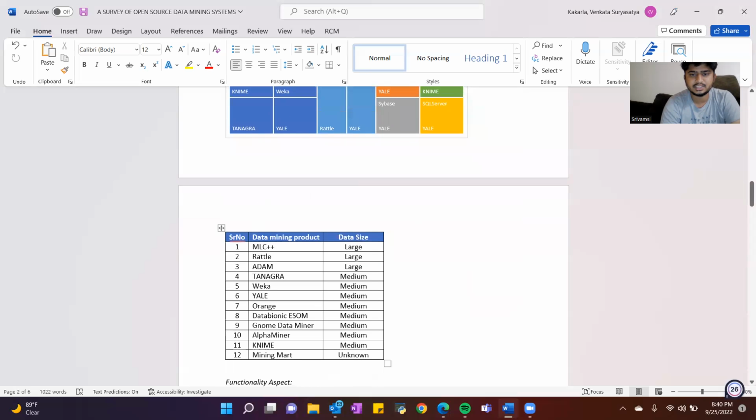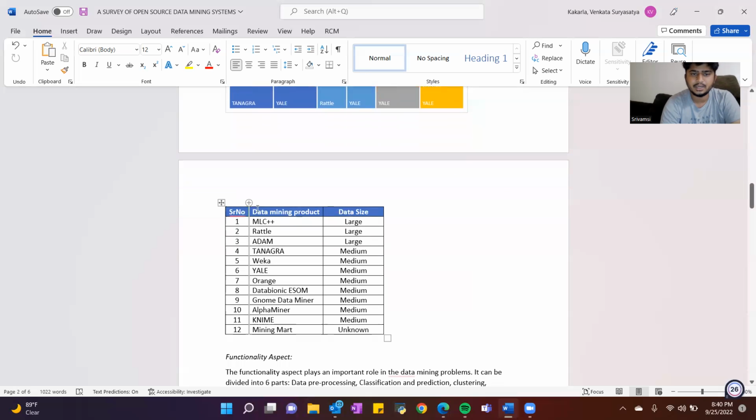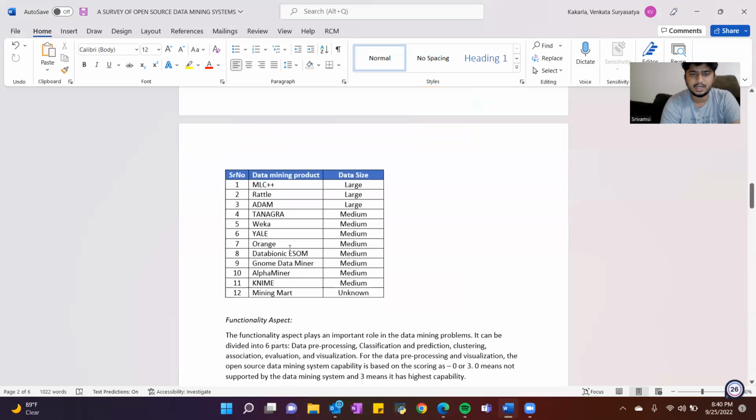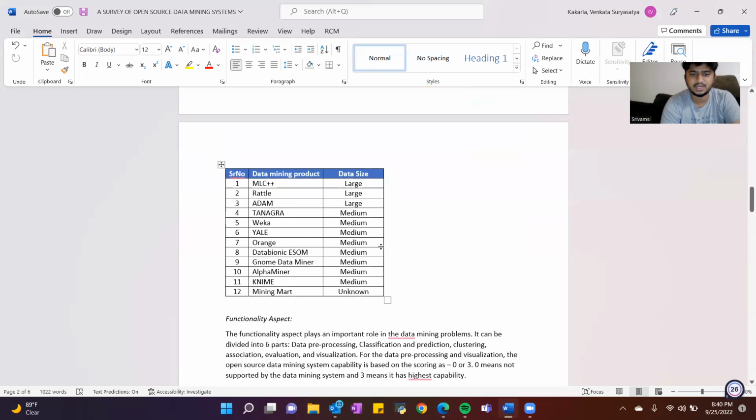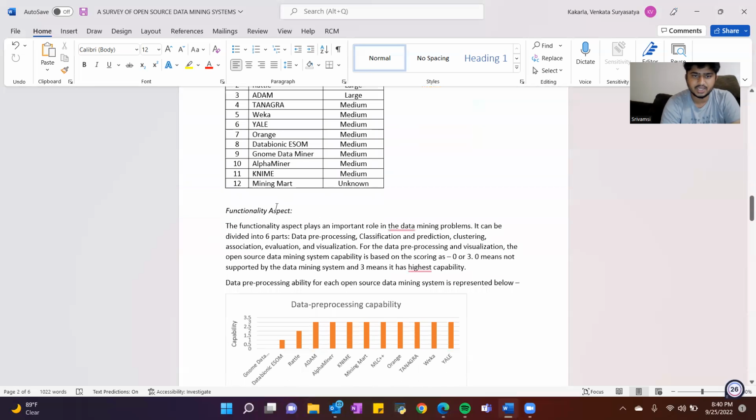These are all the data mining products. The data size has been defined in tabular form for all the 12 data sources. Coming to the functionality aspect, functionality plays an important role in data mining problems. It can be divided into 6 parts: data pre-processing, classification and prediction, clustering, association, evaluation, and visualization.